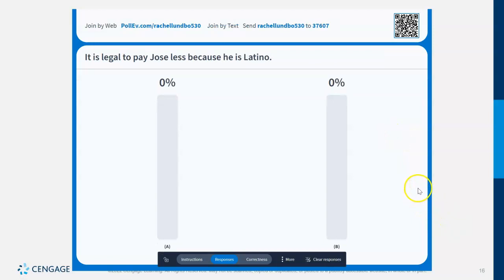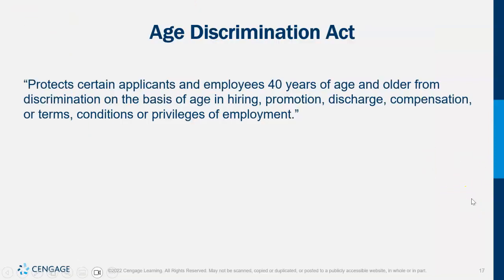It is legal to pay Jose less because he is Latino. True or false? That is false. That is a clear violation of Title VII. They cannot pay Jose less just because he is Latino.